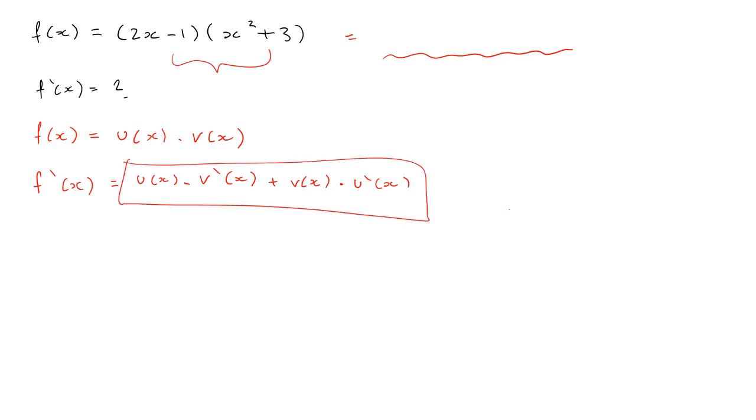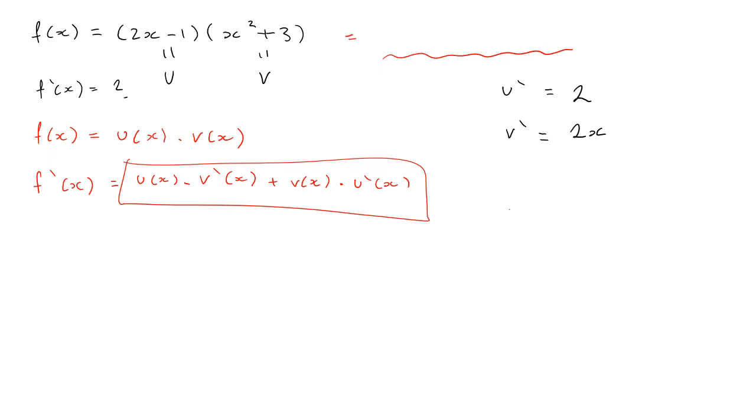So going back to our example, our 2x minus 1 will be our u, and x squared plus 3 will be our v. Our first step is to find the derivative of u and v. So the derivative of u, using the differentiation rule, is 2. The derivative of x squared plus 3 is equal to 2x. So we have u, v, and the derivatives of u and v.